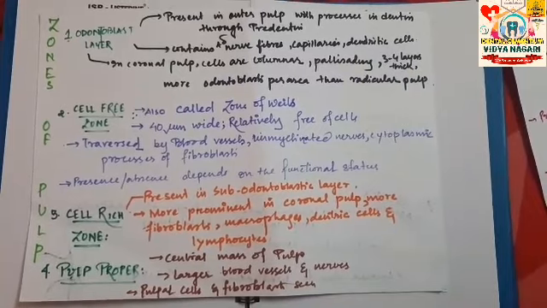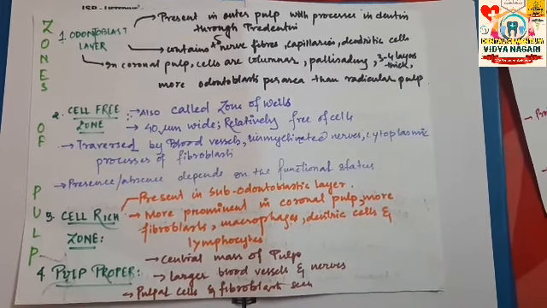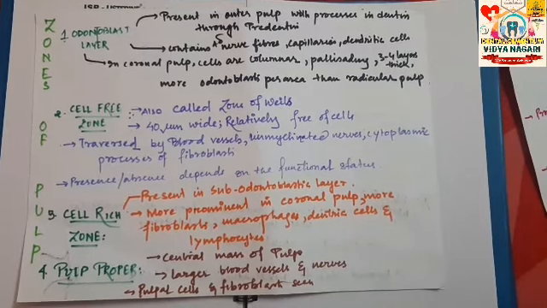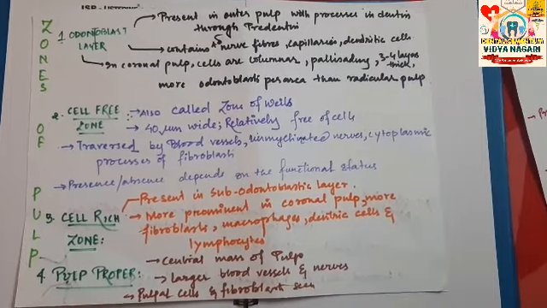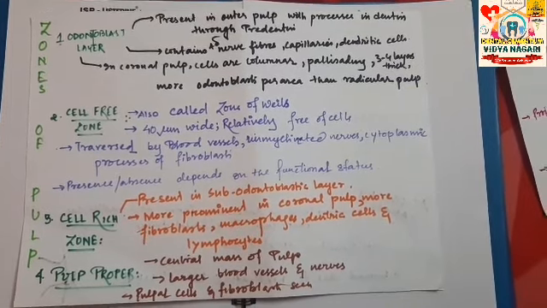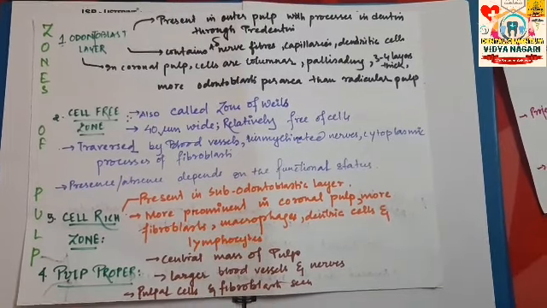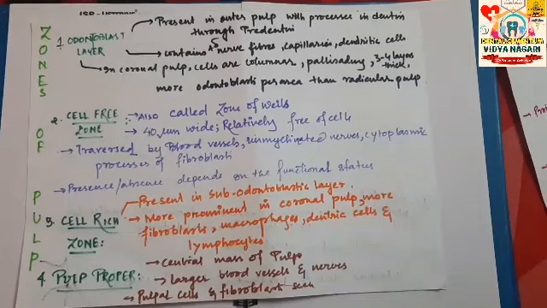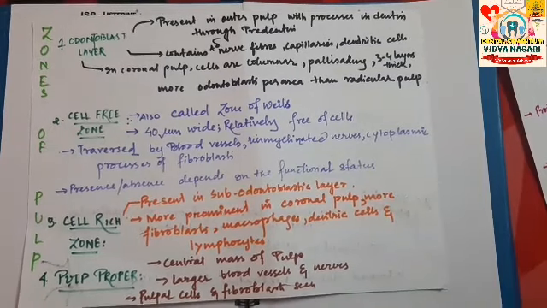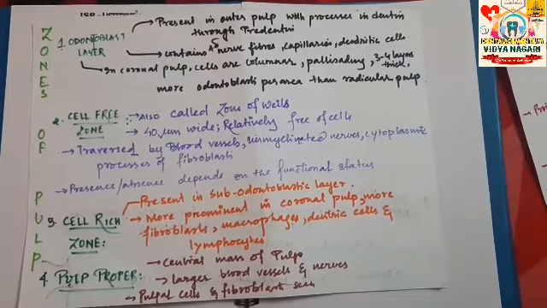The third zone is the cell-rich zone. This is present in the subodontoblastic layer, more prominent in coronal pulp than radicular pulp. It contains more fibroblasts, macrophages, dendritic cells and lymphocytes. The fourth and the innermost zone of the pulp is the pulp proper, which constitutes the central mass of the pulp, has larger blood vessels and nerves, pulpal cells and fibroblasts.